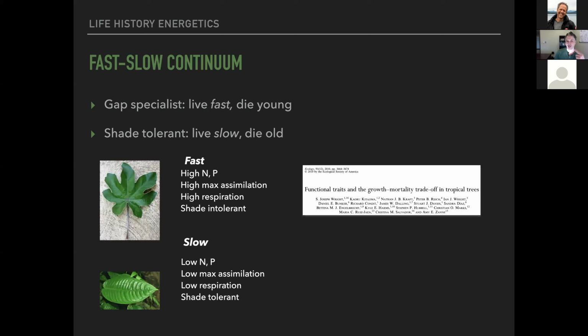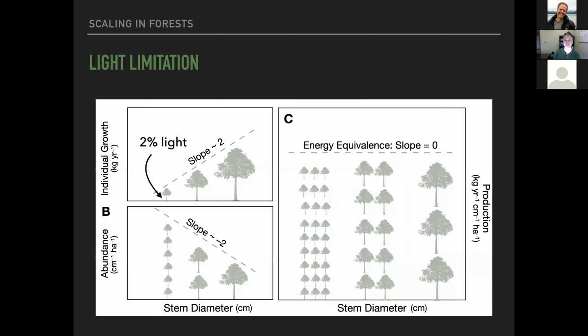They can assimilate a lot of carbon for growth, but they have high dark respiration. So these things are metabolically expensive, and that's partly why they can't tolerate shade. It's kind of like an endothermic mammal that needs to eat a lot. It can grow fast with food, but if it doesn't get it, it runs an energy deficit. And these slow trees have leaves with the opposite properties. This has led to a widespread trade-off between growth and mortality that characterizes the fast-slow continuum.